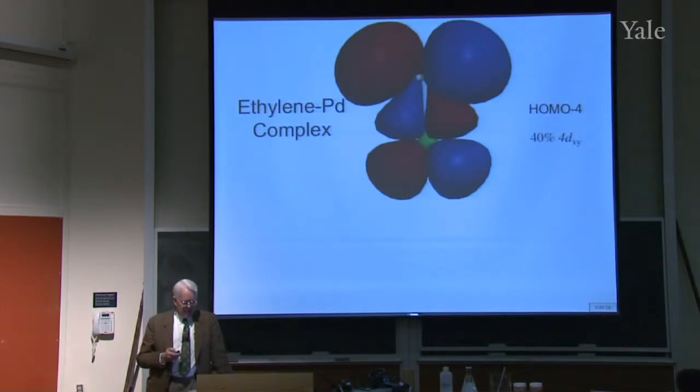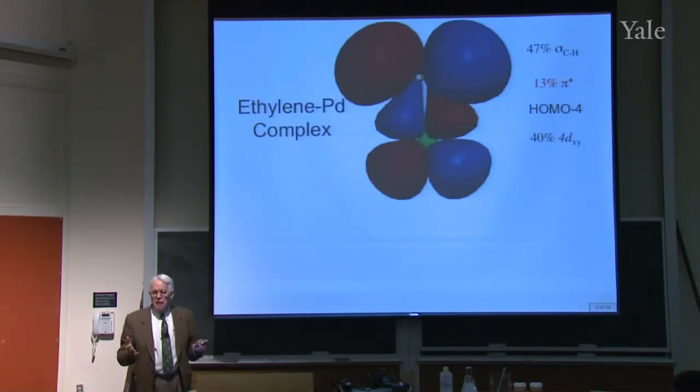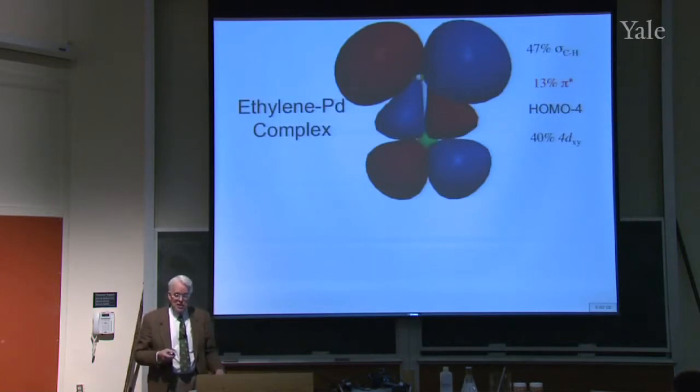By the time it gets to this point at the complex, it's 40% of that dxy orbital on the bottom, 47% actually on the top is sigma CH's, but 13% is still the pi star. So that's just to tell you the ugly truth. But the fact is that the reaction began and went through a transition state because of the mixing of those orbitals. So that's 2 electrons.